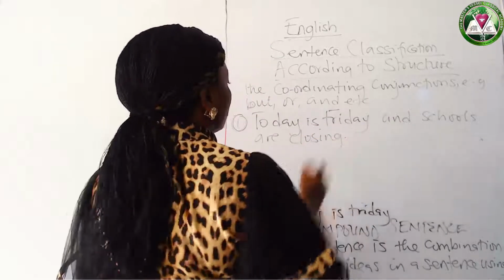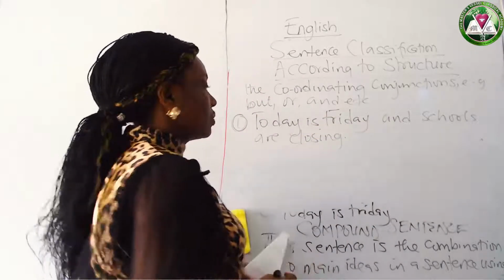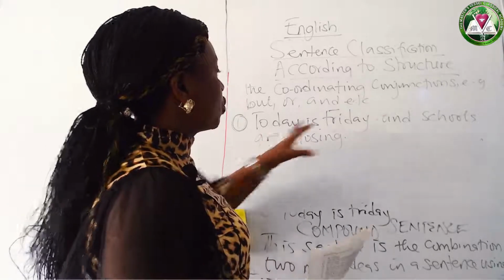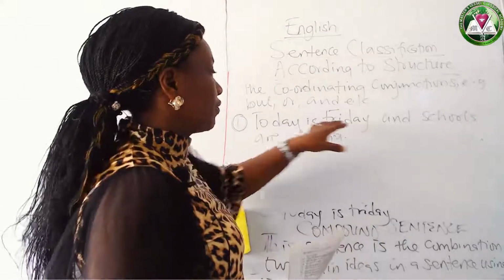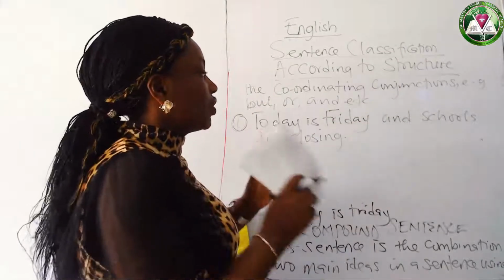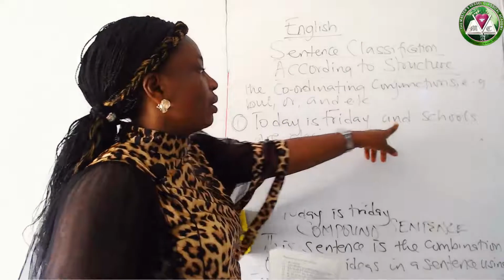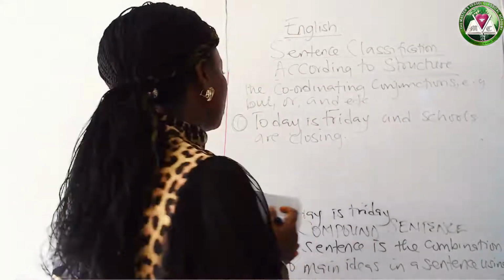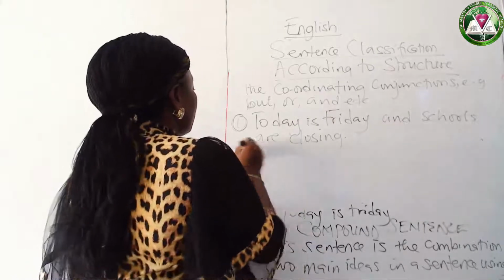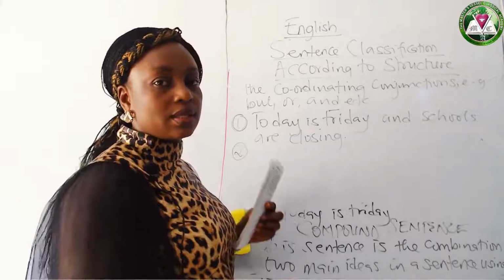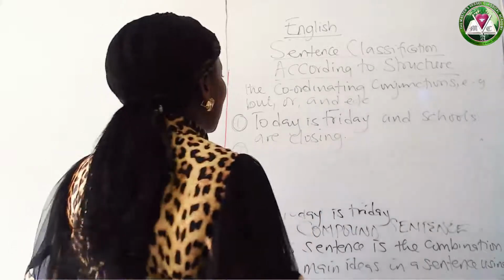Let me put it up. Today is Friday and schools are closing. Okay. We have two main ideas now. Today is Friday. Schools are closing. Two main ideas put together in a sentence, joined together with a coordinating conjunction. Another example, I hope you are observing the differences between the simple sentence and the compound sentence. Then we have another example.